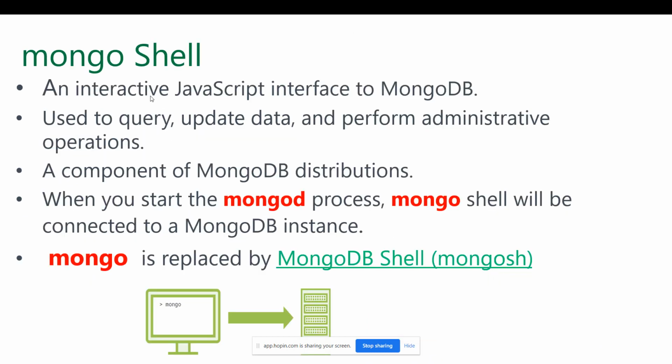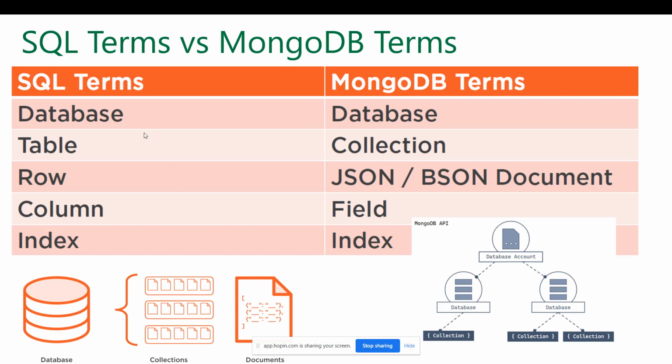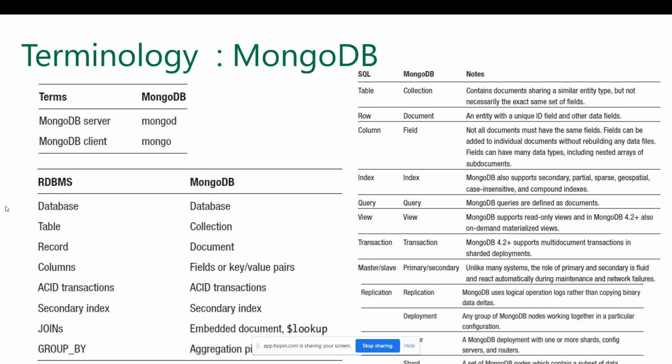What is MongoShell? It's an interactive JavaScript interface to MongoDB for querying, updating data, and performing administrative operations. It's a component of the MongoDB distribution. When you start mongo, it's the process of the MongoDB server. MongoShell will be connected to the MongoDB instance, but mongo is replaced by the MongoDB shell, mongosh. It's a new shell introduced by MongoDB. So let's talk about the terminology. Database is database, table is collection, row is a JSON-based document, column is field, index is index. MongoDB also has indexes, you can see it here. So this is the terminology.